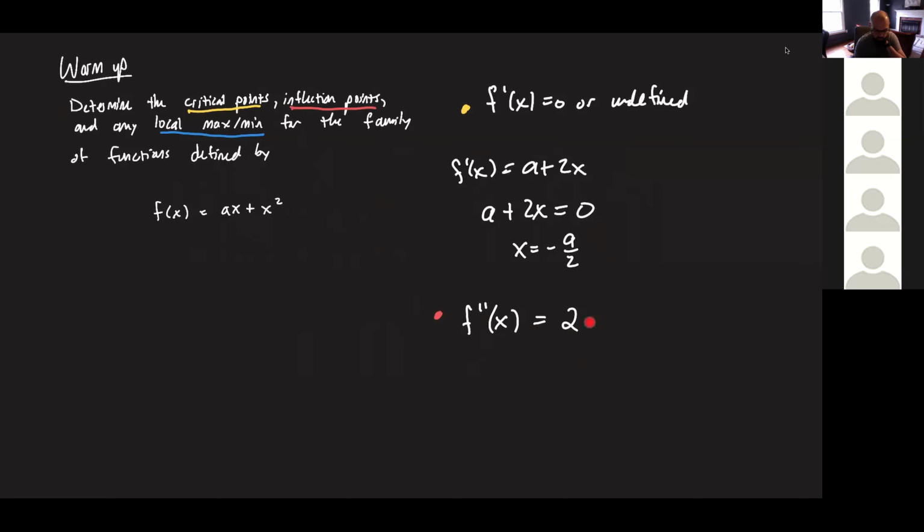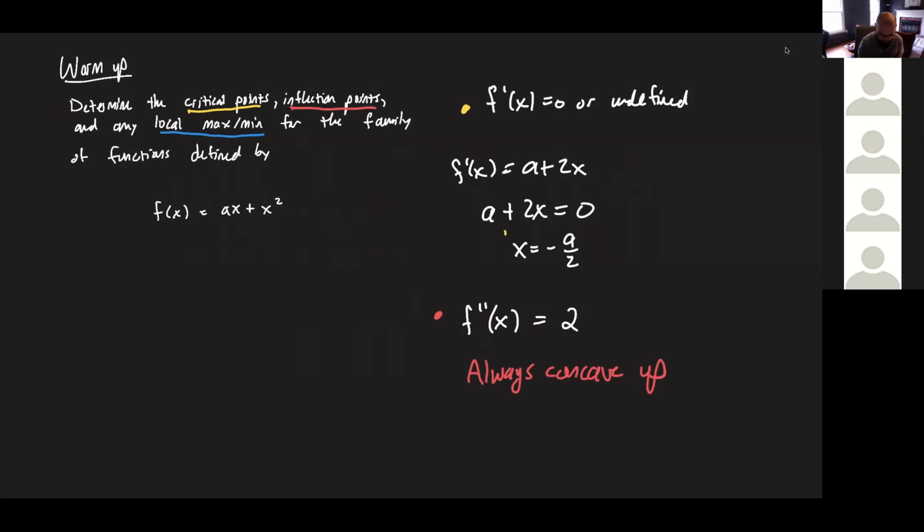So what this tells me is that my second derivative is always positive, so my graph is always concave up, right? So our graph here is always concave up, so there are no inflection points in this one. It's never going to change concavity.